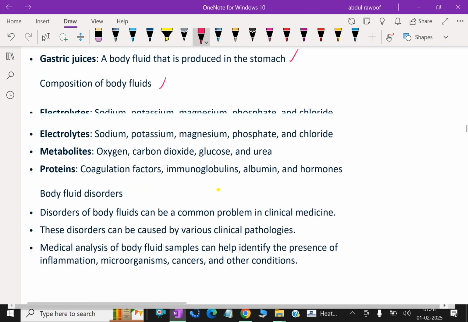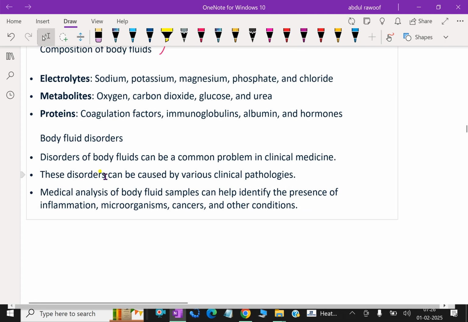Composition of the body fluids. Electrolytes: sodium, potassium, magnesium, phosphate, and chloride. Metabolites: oxygen, carbon dioxide, glucose, and urea. Proteins: coagulation factors, immunoglobulins, albumins, and hormones.